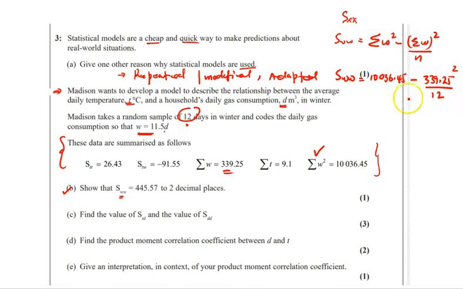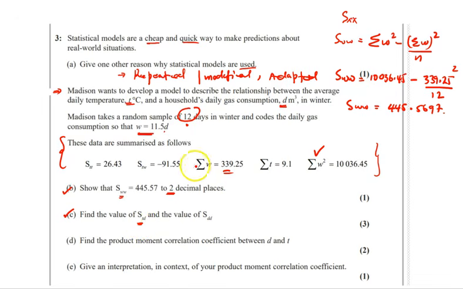Now, when you press your calculator, it is going to end up as 445.5697, which is 445.57 to 2 decimal places. All right, now we move on to part C, which is STD.